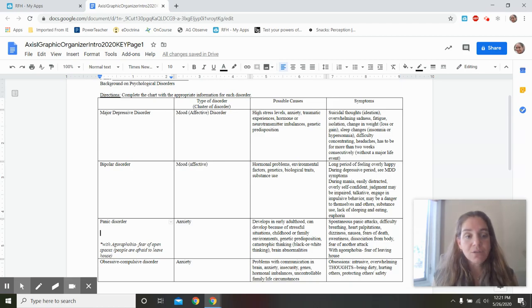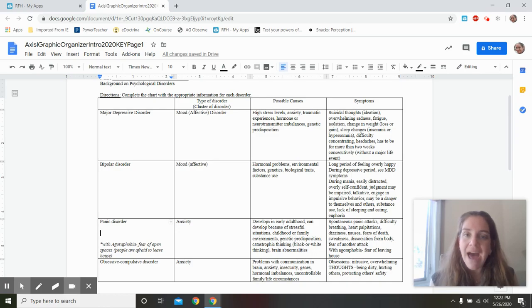Okay, panic disorder, moving into the anxiety disorders. Okay, panic disorder, again, genetic predisposition, brain abnormalities, childhood or family environments. It can be because of stressful situations, just an anxious disposition, a neurotic disposition. And it usually is going to start in early adulthood or adolescence. Okay. We also say people with panic disorder have catastrophic or black or white thinking. This kind of thought pattern or way of envisioning the world is very, very widespread across a variety of disorders.